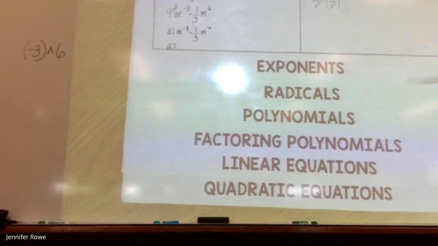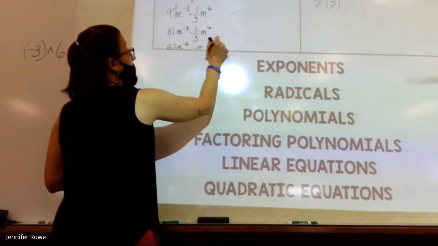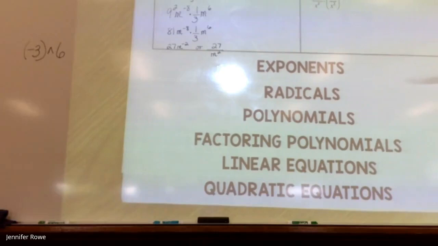Now, it might be okay leaving that, but you might also have to be prepared to make that a positive exponent. What does the negative 2 belong to? It belongs to the m. So is the 27 going to move? No. 27 is going to stay exactly where it is. Only the m squared is going to go to the bottom. But that's if it says no negative exponents. Okay.